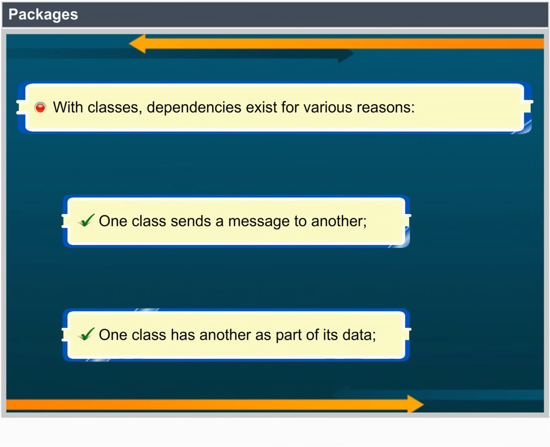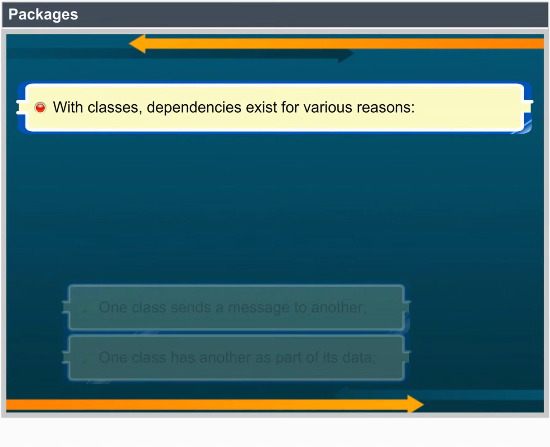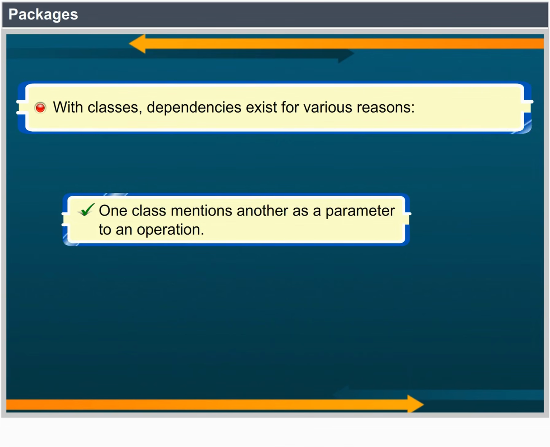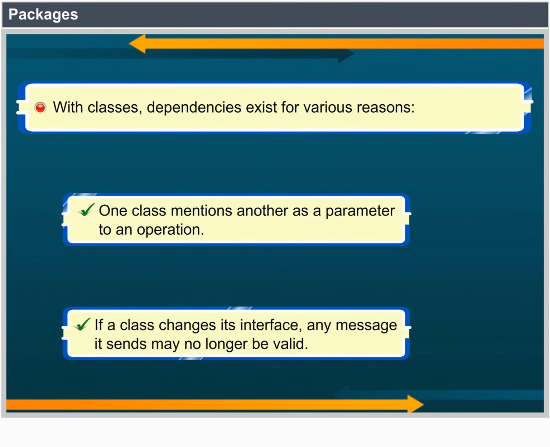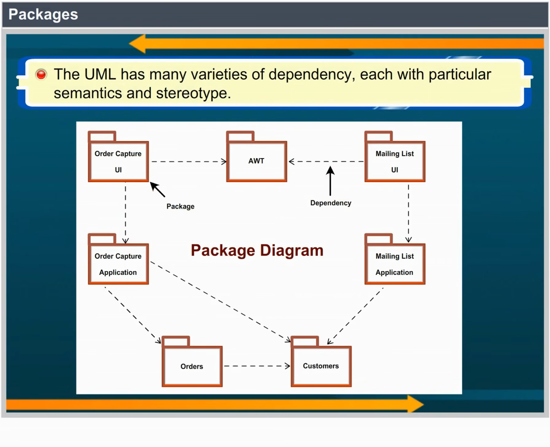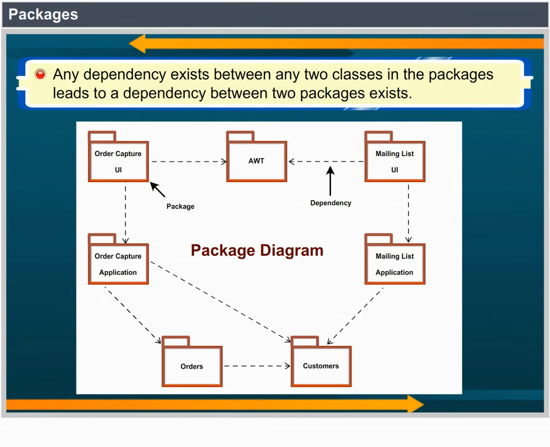One class has another as part of its data. One class mentions another as a parameter to an operation. If a class changes its interface, any message it sends may no longer be valid. The UML has many varieties of dependency, each with particular semantics and stereotype. Any dependency between any two classes in the packages leads to a dependency between the two packages.